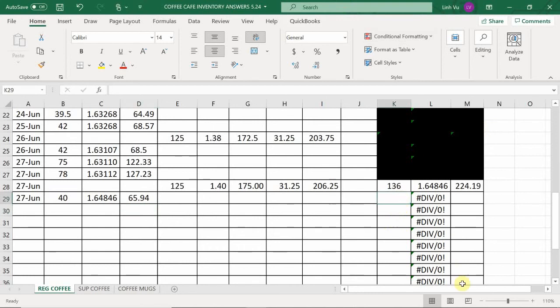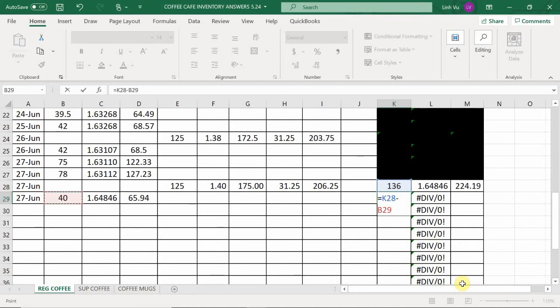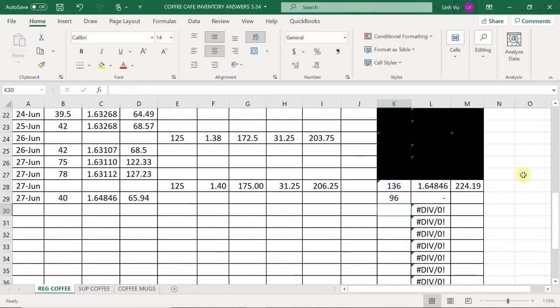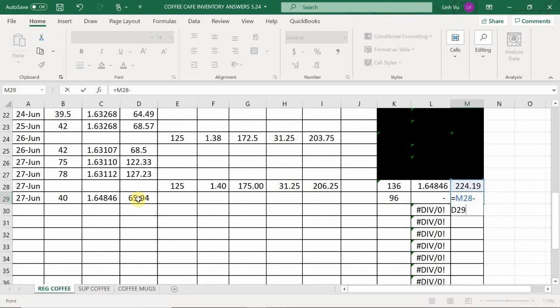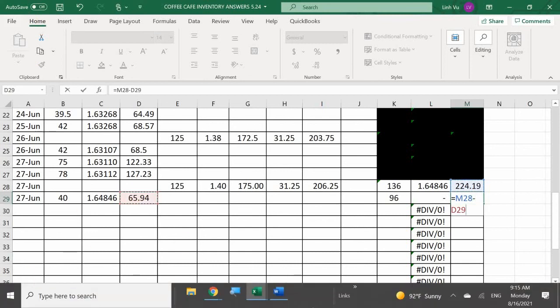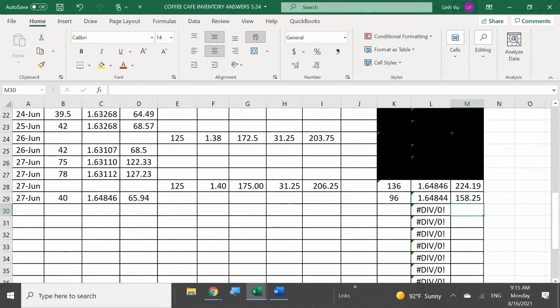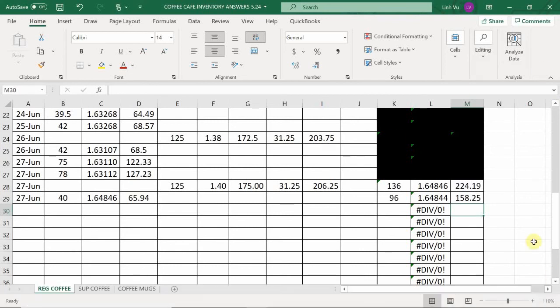We need to calculate our new on-hand total, so we're going to take 136 minus 40. 56. Okay. And then 224.19 minus the 65.94. That brings us to 158.25. Good. And then we're going to calculate the new cost. It's going to be the 158.25 divided by the 96 units. And that gives us a new cost of 1.64844. Good.